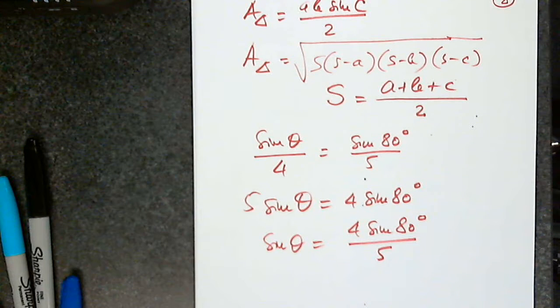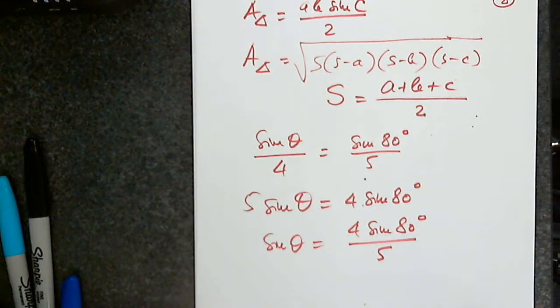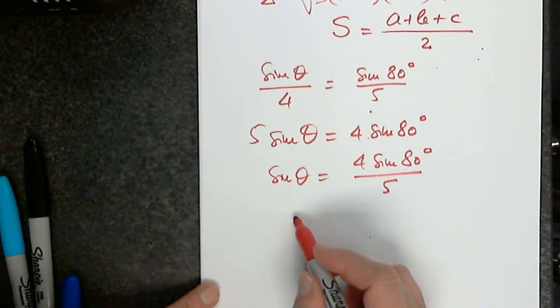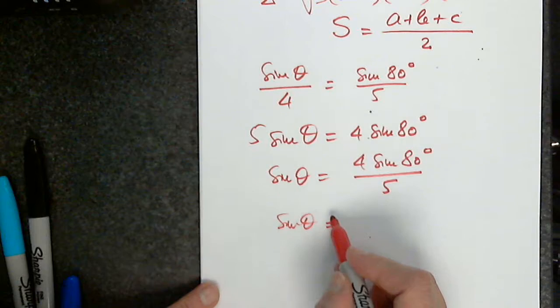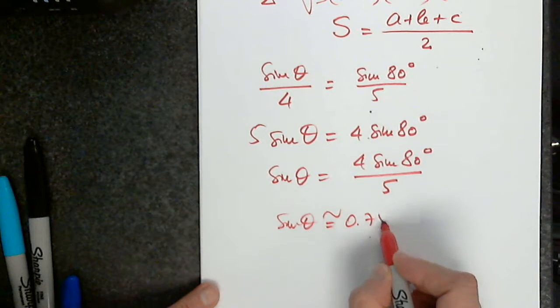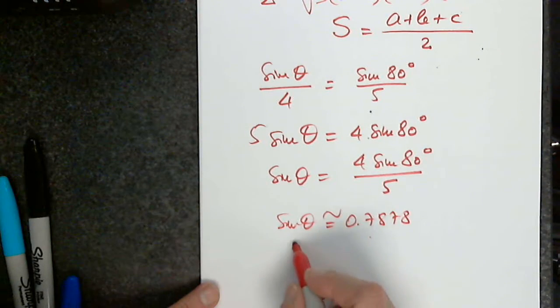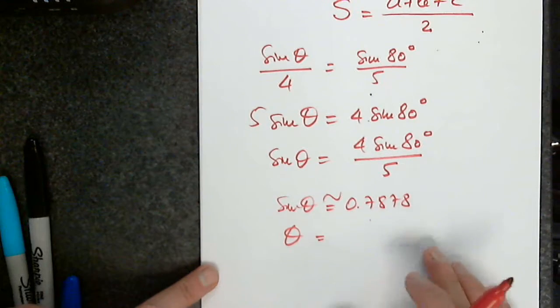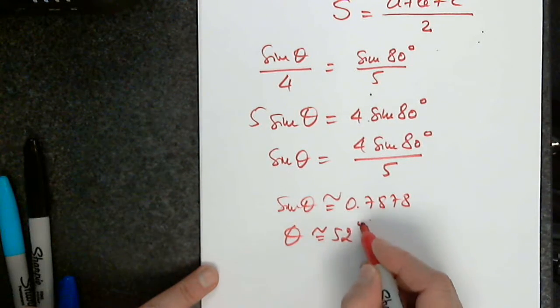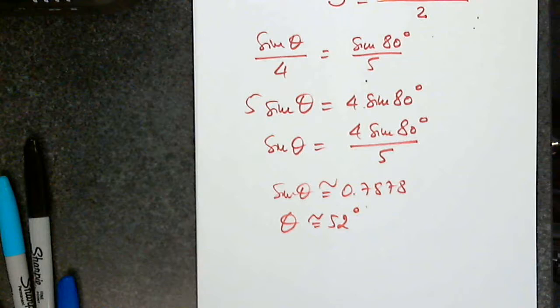I know I have to apply sine inverse to this, and I'm going to do it right away. Sine inverse, apply to the previous answer, and I press enter. So it's roughly 52 degrees. So sine theta equals approximately 0.7878, and theta, after I apply sine inverse, is approximately 52 degrees. That's what we were asked to determine.